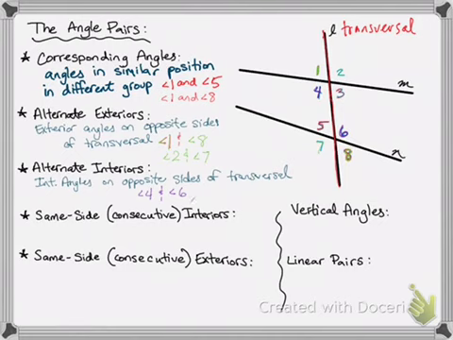Are there any others? Maybe angle 3 is an interior angle. So on the opposite side and on the inside would be angle 5. So angle 3 and angle 5 would be another set of alternate interiors.